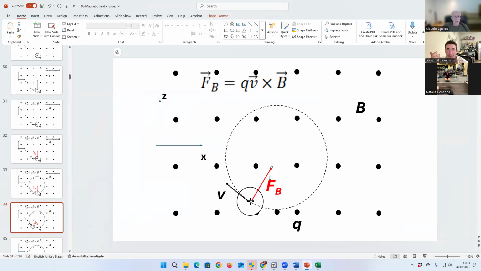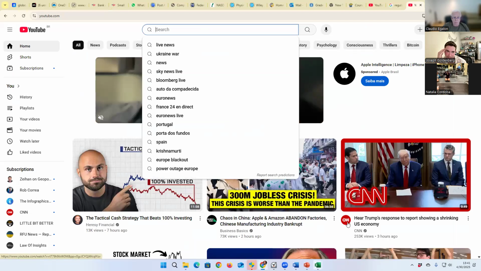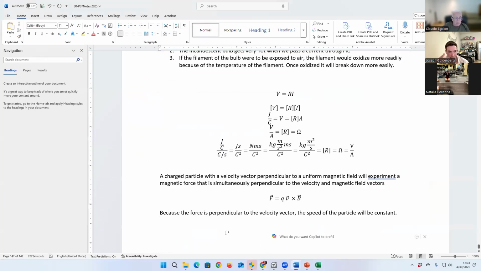So you don't have to worry about 3D motion, but it ends up being a circular motion because the force will always be perpendicular to the velocity vector. For two reasons: because the force is perpendicular, the speed of the particle will be constant. And because of the magnetic force law, the force will always be perpendicular to the velocity and the magnetic field.